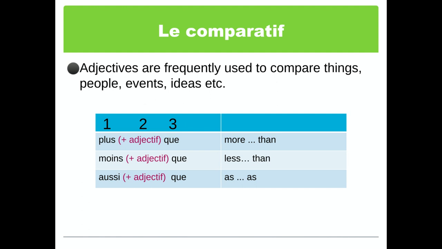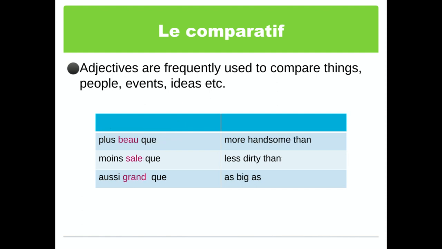So a couple examples. We have plus beau que, which means more handsome than. You could also say plus belle que, more pretty than or more beautiful than. Moins sale que, which means less dirty than. Aussi grand que, as big as. So you could say aussi petit que, as small as, etc.